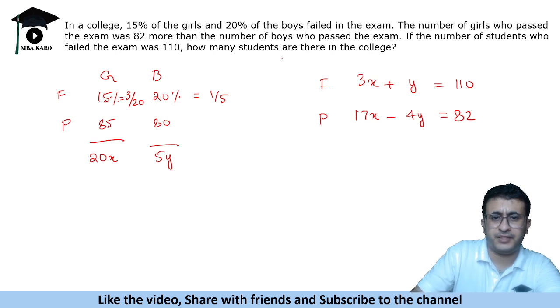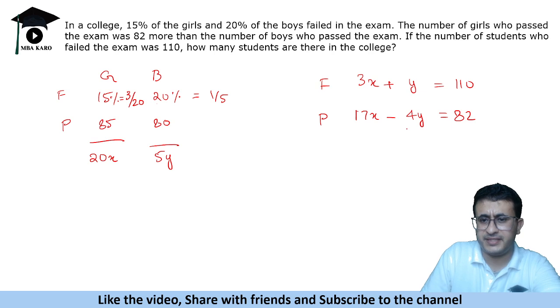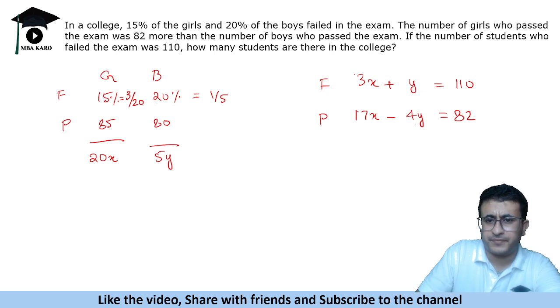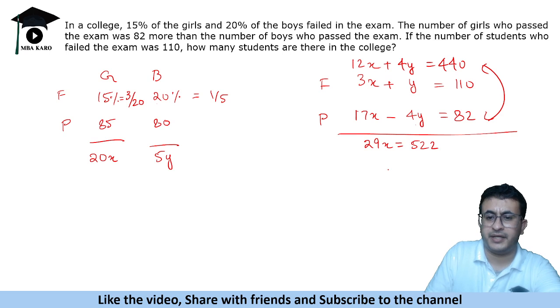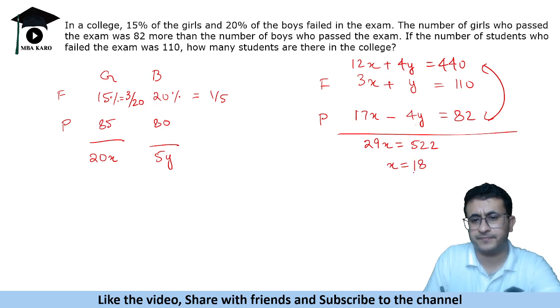Now we need to find the number of students. Now it can be easily seen that we can eliminate y. So we'll multiply this by 4. So we will get 12x plus 4y is 440. Add these two equations. So we will get 29x equals 522, right? And x is 18.